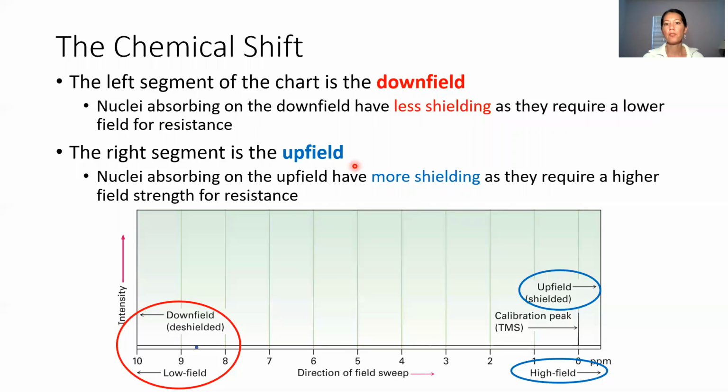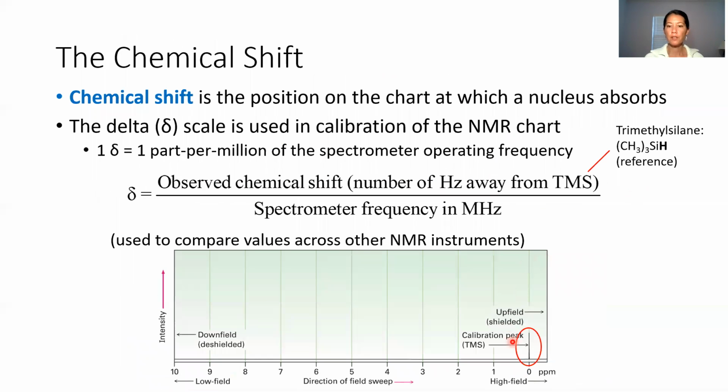The right segment is upfield, and the nuclei absorbing in this region have more shielding as they require a higher field strength for resonance. The chemical shifts here range from 0 to 10, and basically there is a scale called the delta scale. The chemical shift is given this delta symbol. You don't need to know the details of this, but this is done so that we can calibrate across various types of NMR machines that may have different field strengths.